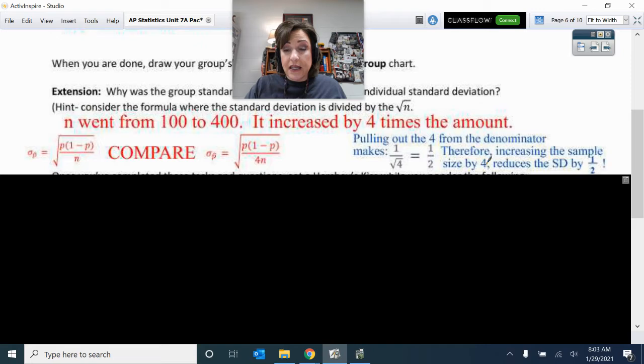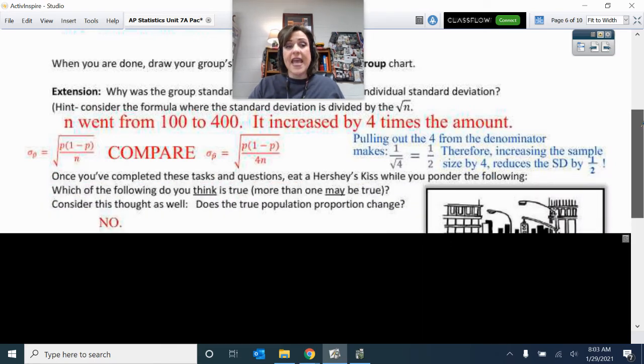If I increased the sample size, let's do it easy, if I made it 9 times larger, what would that change about the standard deviation? 9 times larger would be 1 over the square root of 9, which would make the intervals 1/3 the size that they previously were, and so on.